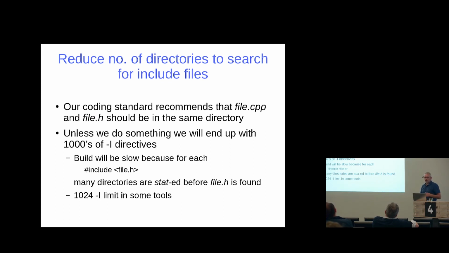Another thing that we do to build faster is to reduce the number of directories to search for include files. Our coding standard recommends that the CPP and the header file should be in the same directory. So unless we do something, we will actually end up with thousands of -I directives. And then the build will be slow, because for each and every hash include of something, there are so many directives that must be searched. We also found that some tools have this limit of no more than 1024 -I directives.